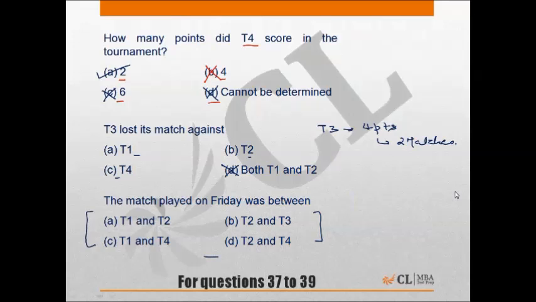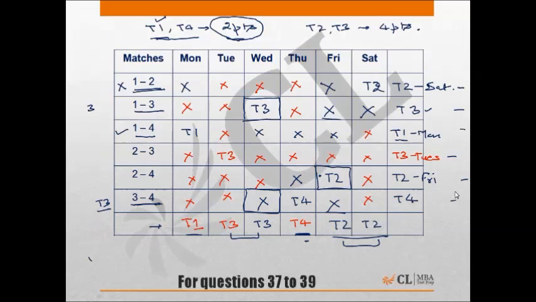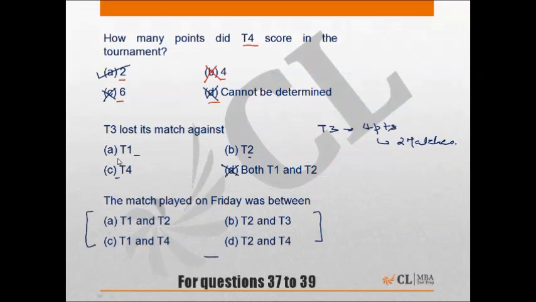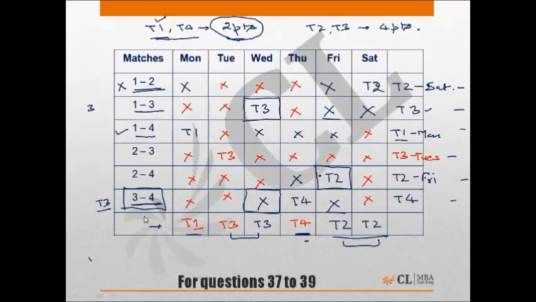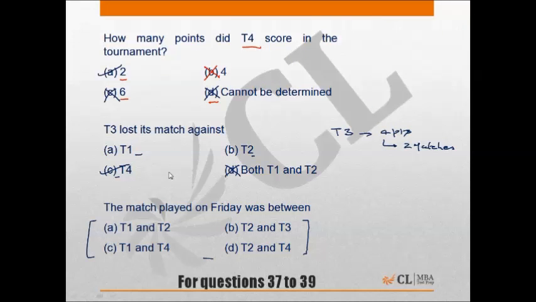T3 lost its match against T1, T2 or T4. T3 lost its match against which team? It is 3-4. T3 lost its match against T4. So the correct answer for the question is T3 lost its match against T4. The match played on Friday was between, let's go to the choices. Friday the match was played between T2 T4. Thus the match was played between T2 and T4. So the match on Friday was played between T2 T4. The correct answer is choice D.